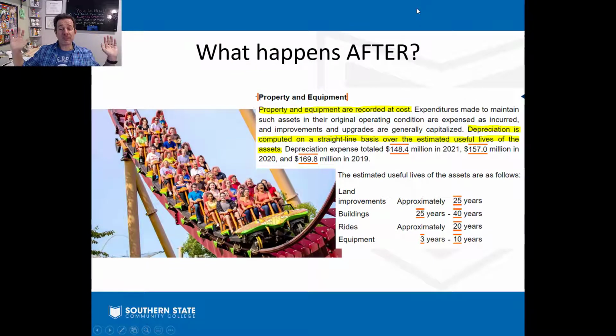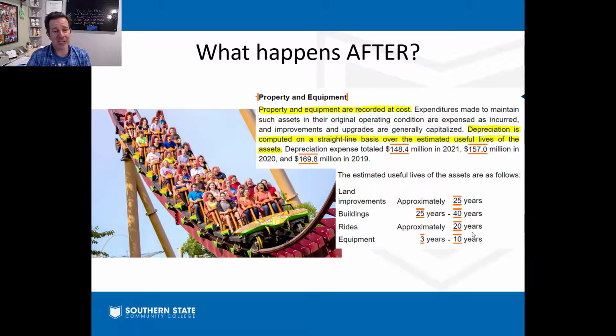So what happens after we've got it recorded? We've got the historical cost, we've put it on the balance sheet. Well, then it's depreciation time. I took the note here from the notes to the financial statements for Cedar Fair. And as you can see, it says property and equipment are recorded at cost. Hey, guess what? We knew that, right? Depreciation is computed on a straight line basis over the estimated useful life. And you can see the estimated useful life is 20 years on a roller coaster at Cedar Fair.